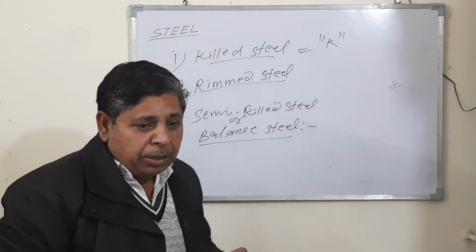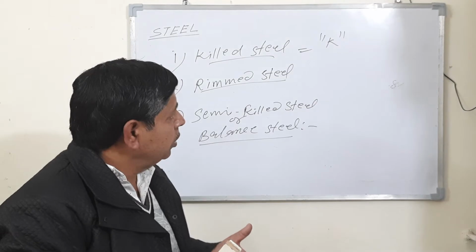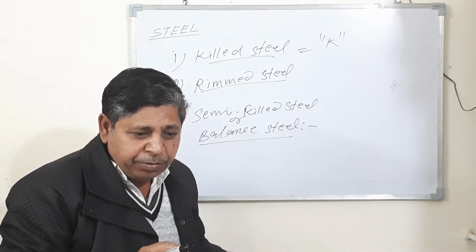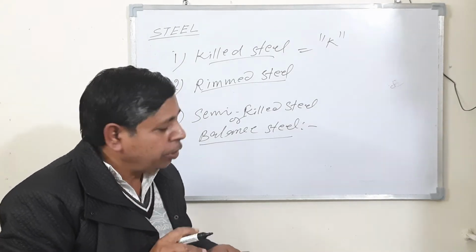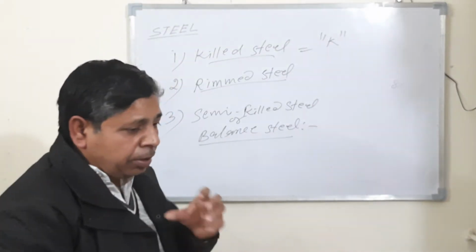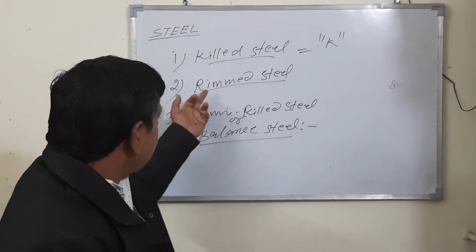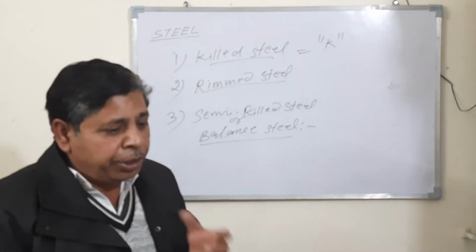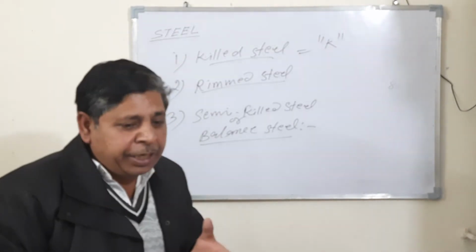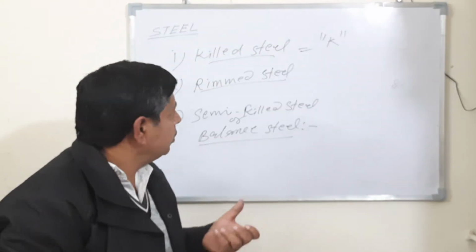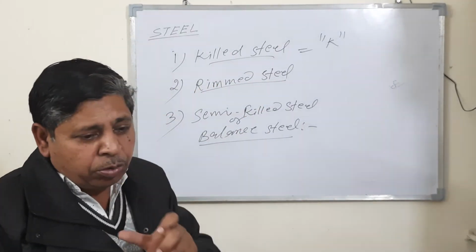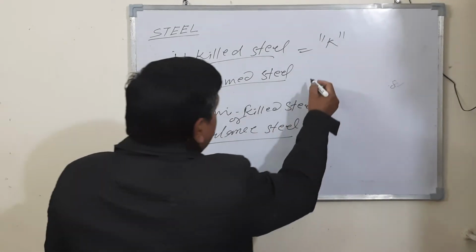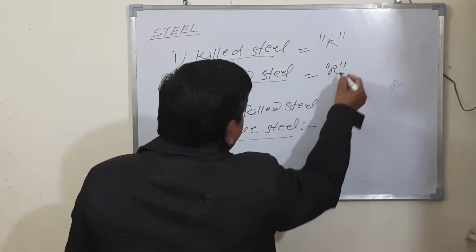Rimmed steel is partially deoxidized. Due to the partial deoxidization, the surface of the component has a very good finish and good close dimensions of the workpiece. So rimmed steel is generally used for deep drawing, spinning and rolling purposes. Rimmed steel is also represented by the capital R symbol.